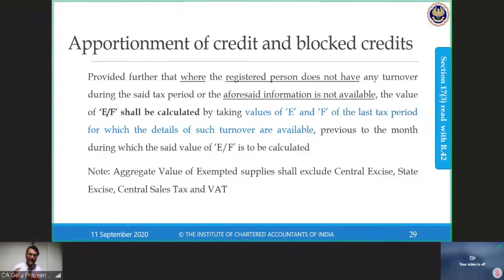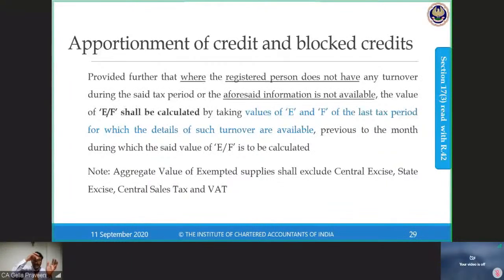Since there is no output tax, how do I calculate my common credits? I have purchased raw material of steel, say 10 tons. If I have to reverse my input tax credit, when I look into the equation E by F, exempt supply is 0 and my F, that is your total turnover, is 0. Why? Because there are no sales.